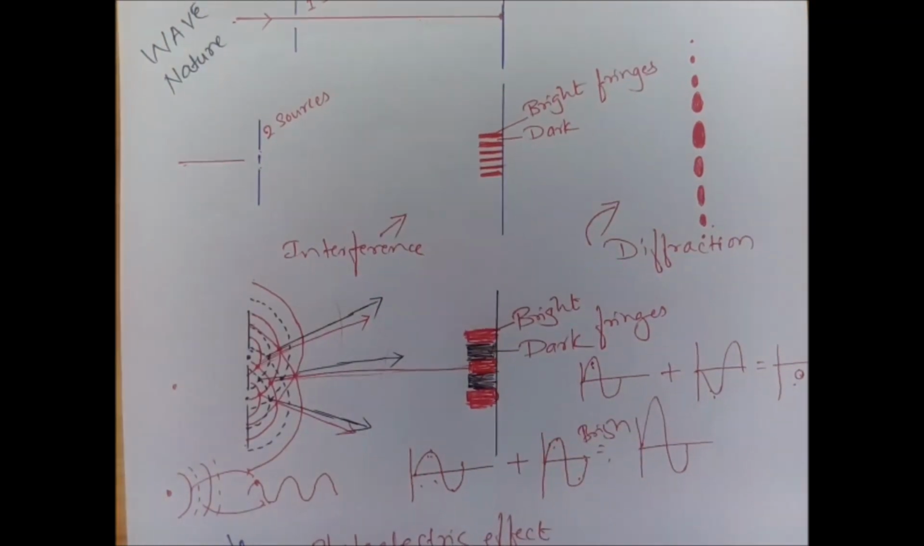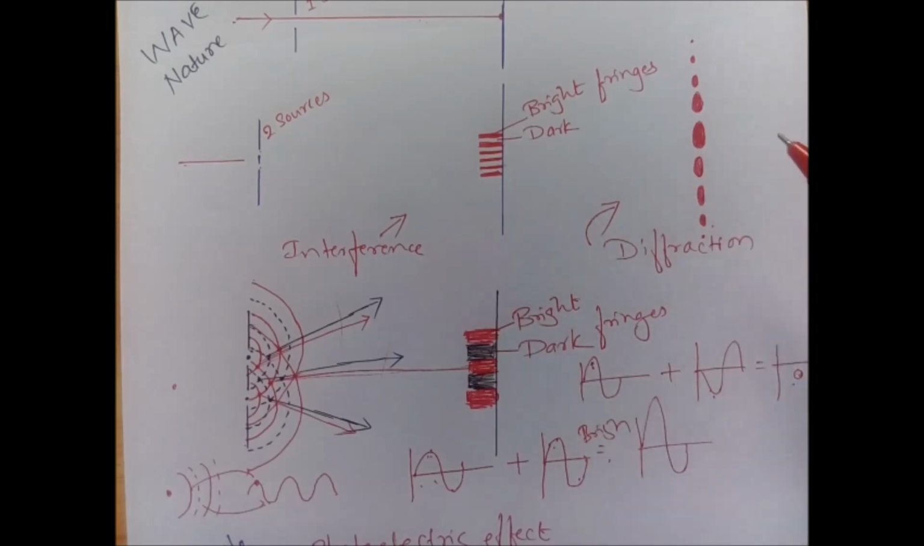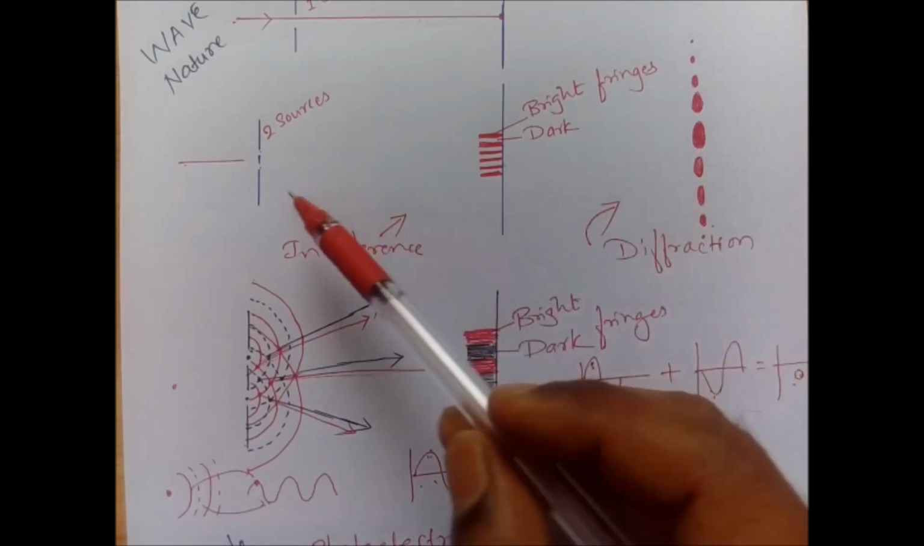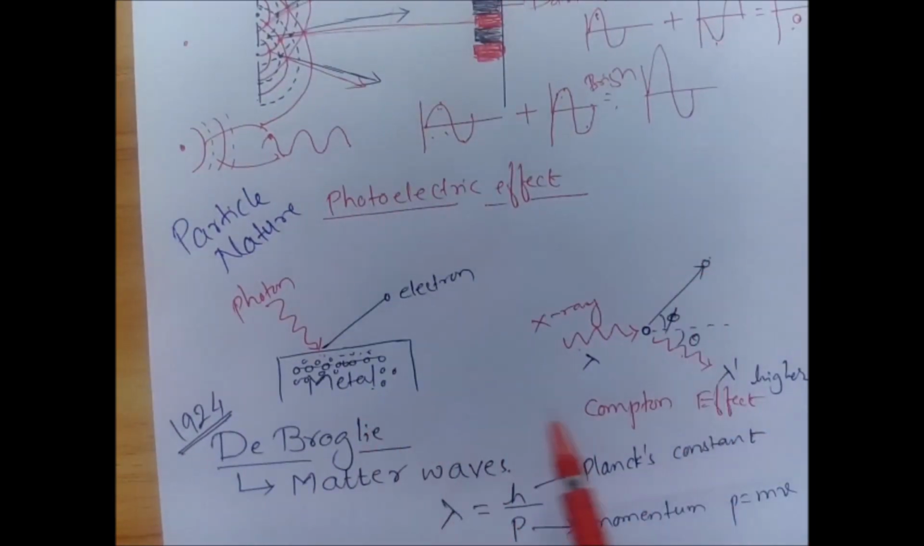You all have seen, in the case of Newton's ring, there are so many rings which are having the bright ring and dark ring, bright ring and dark ring, that we have seen and done the experiment. In the same way we have this interference pattern and diffraction pattern. This happens because of the wave nature of the light, and this happens because of the particle nature of the light.